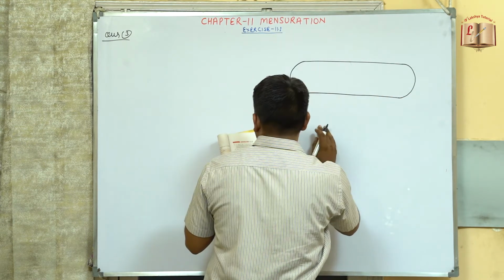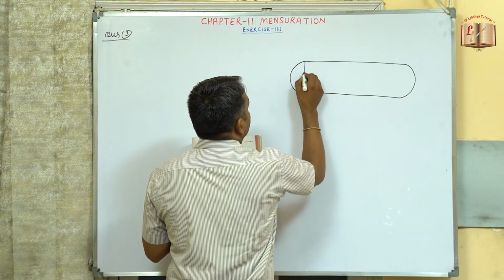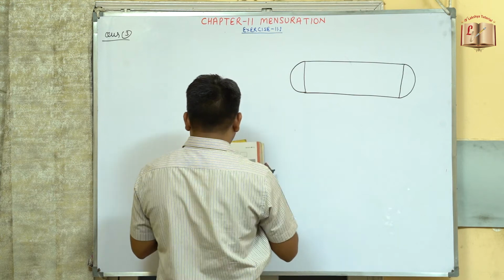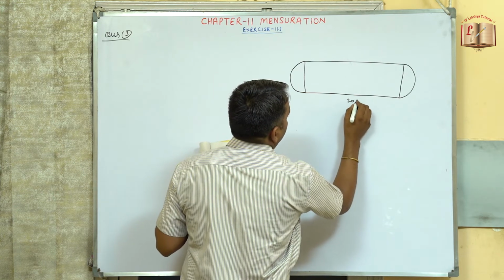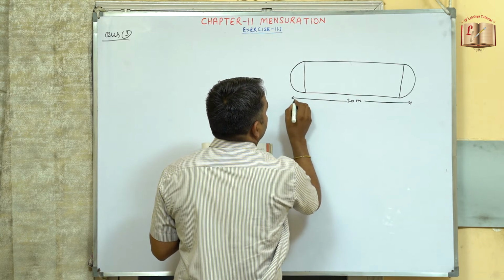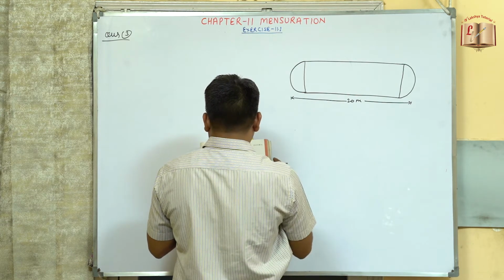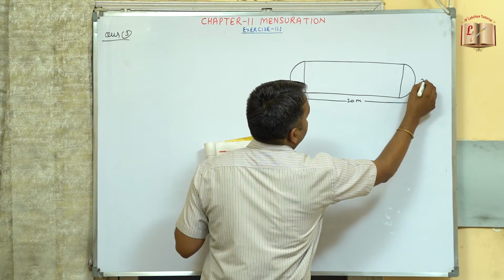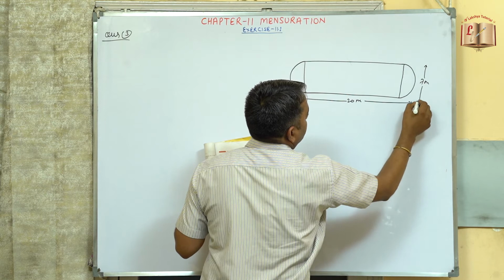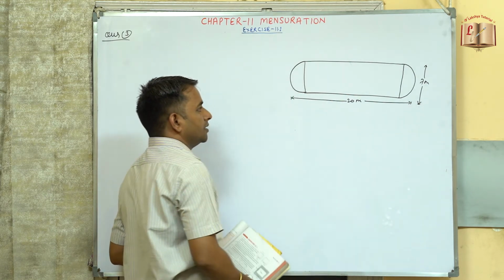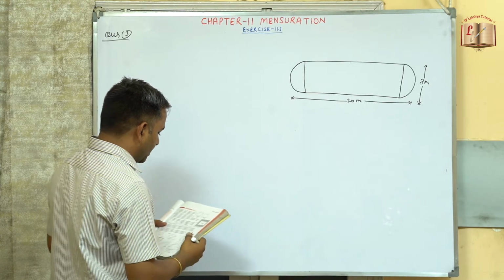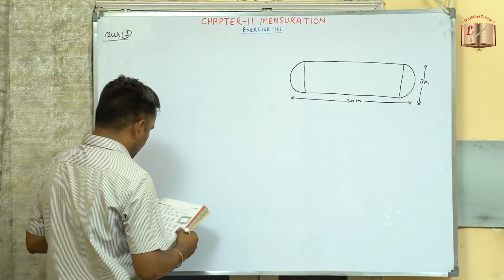So this garden has semicircular ends, and this is the rectangular part of it. Now the dimensions are already given. This complete side from here to here is 20 meters, and this is 7 meters. We can say 7 meters is the width of this rectangle. So we need to find out the area and the perimeter both.